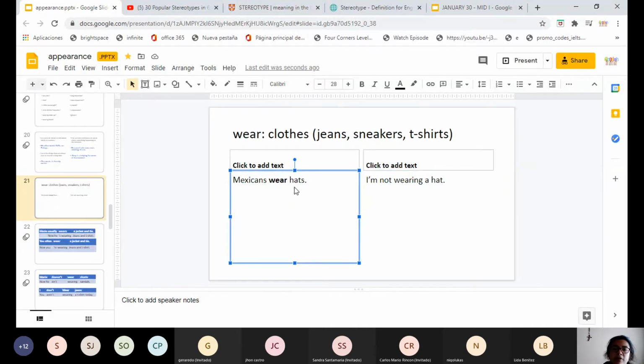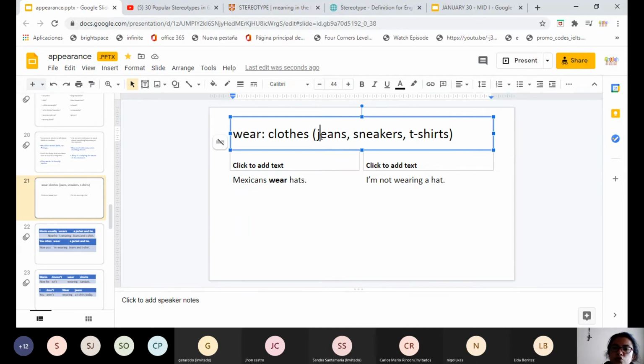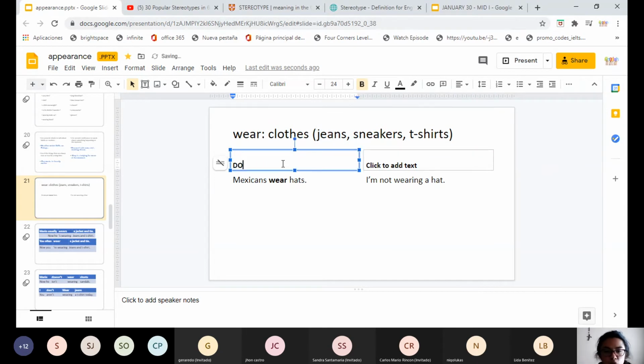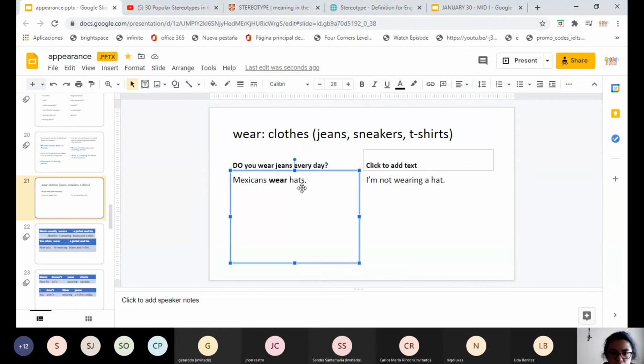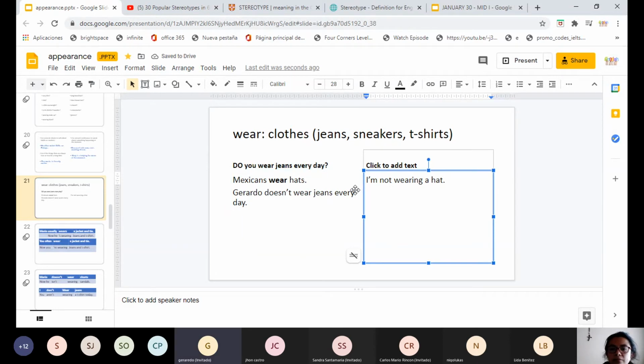So, for example, guys, as part of your routine, do you usually wear jeans? Do you wear jeans every day? Please raise your hand and tell me your answers. No, I don't. So, for example, Gerardo doesn't wear jeans every day. And in this moment, Gerardo, are you wearing jeans at the moment? No, I am not wearing jeans.